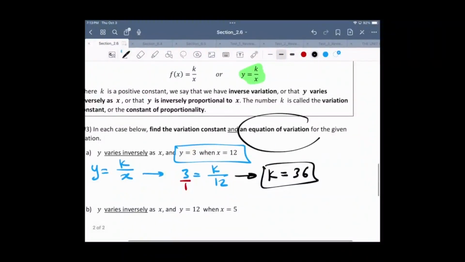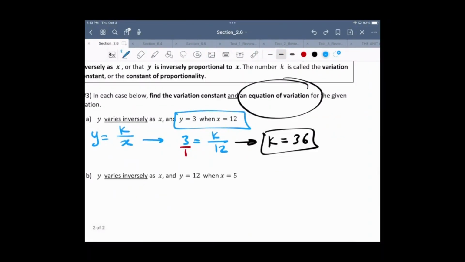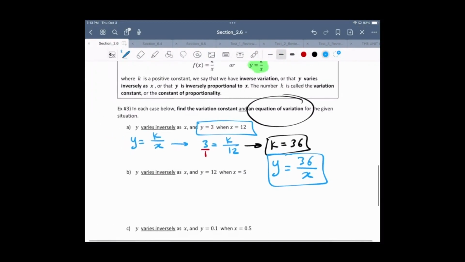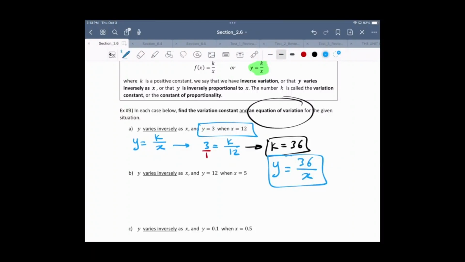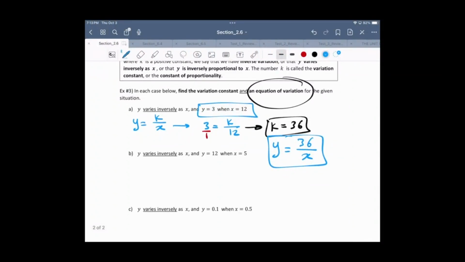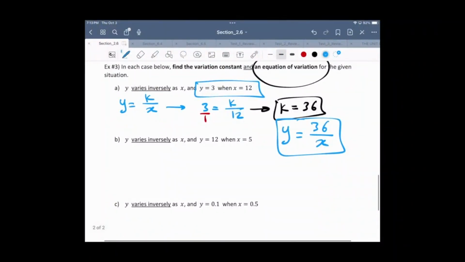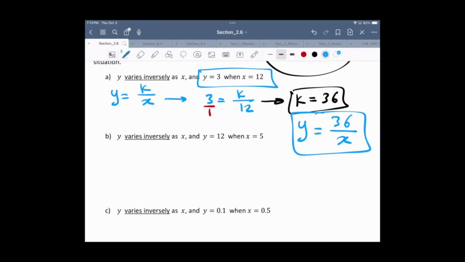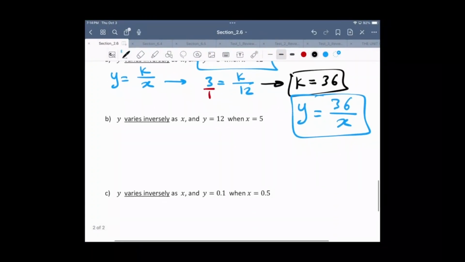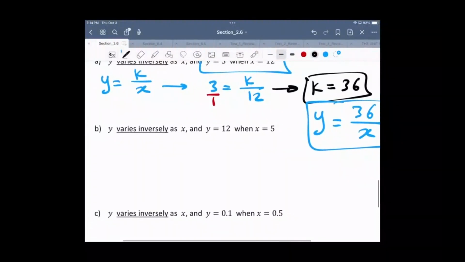And then it says also find the equation of variation. So all we have to do is plug this k value in this formula that we started with. And doing that, we have y equals 36 divided by x. Okay, so those answer the 2 questions for part A. And as I said before, maybe it's better that you answer these on your own and then compare your solution with these. So I hope you're pausing the video and you're not just copying my answers here. So that's the nice thing about videos. You can always pause and rewind and so on and so forth.